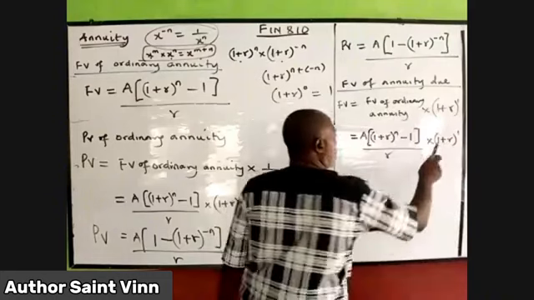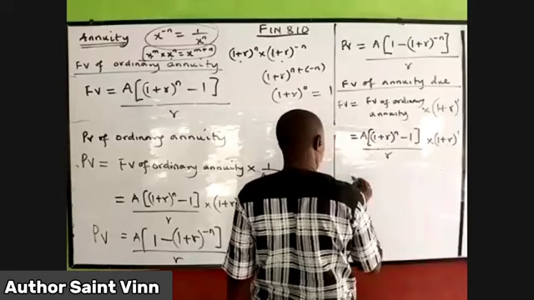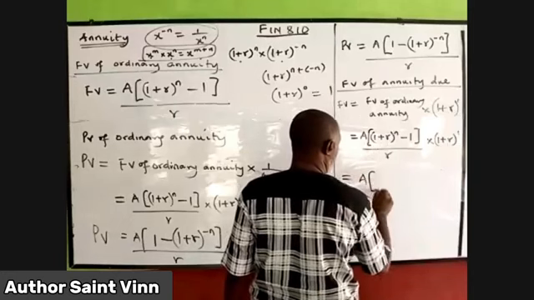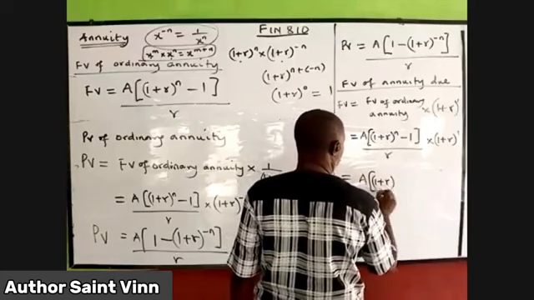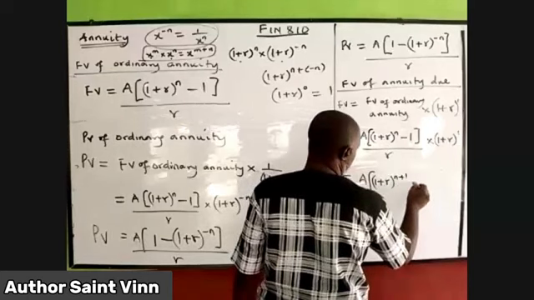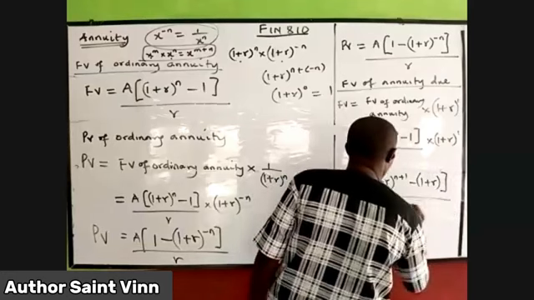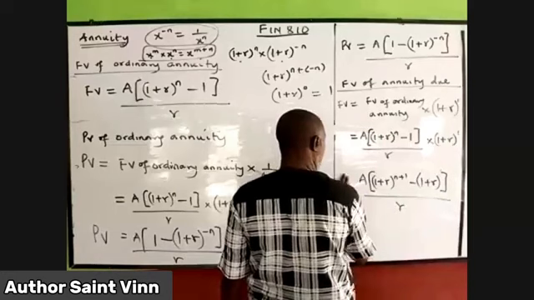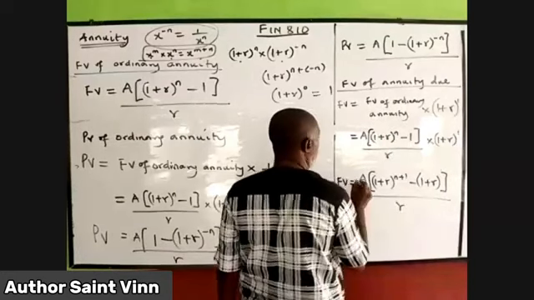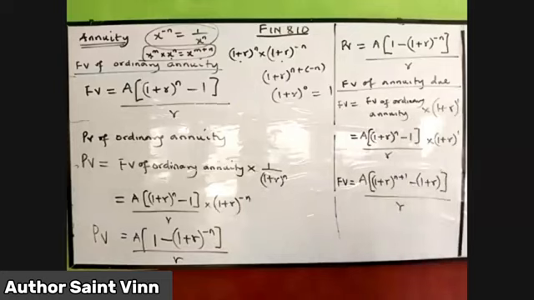The same thing. This one times this will give us A into 1 plus R raised to power n plus 1 minus 1 plus R, all over R. You check your textbook if you have any. That is how the formula was. If you check your textbook, this is the future value of annuity. This is the formula. Check your textbook. You can see the formula. This is how it was arrived at. I'm just showing. So this is the formula to remember.